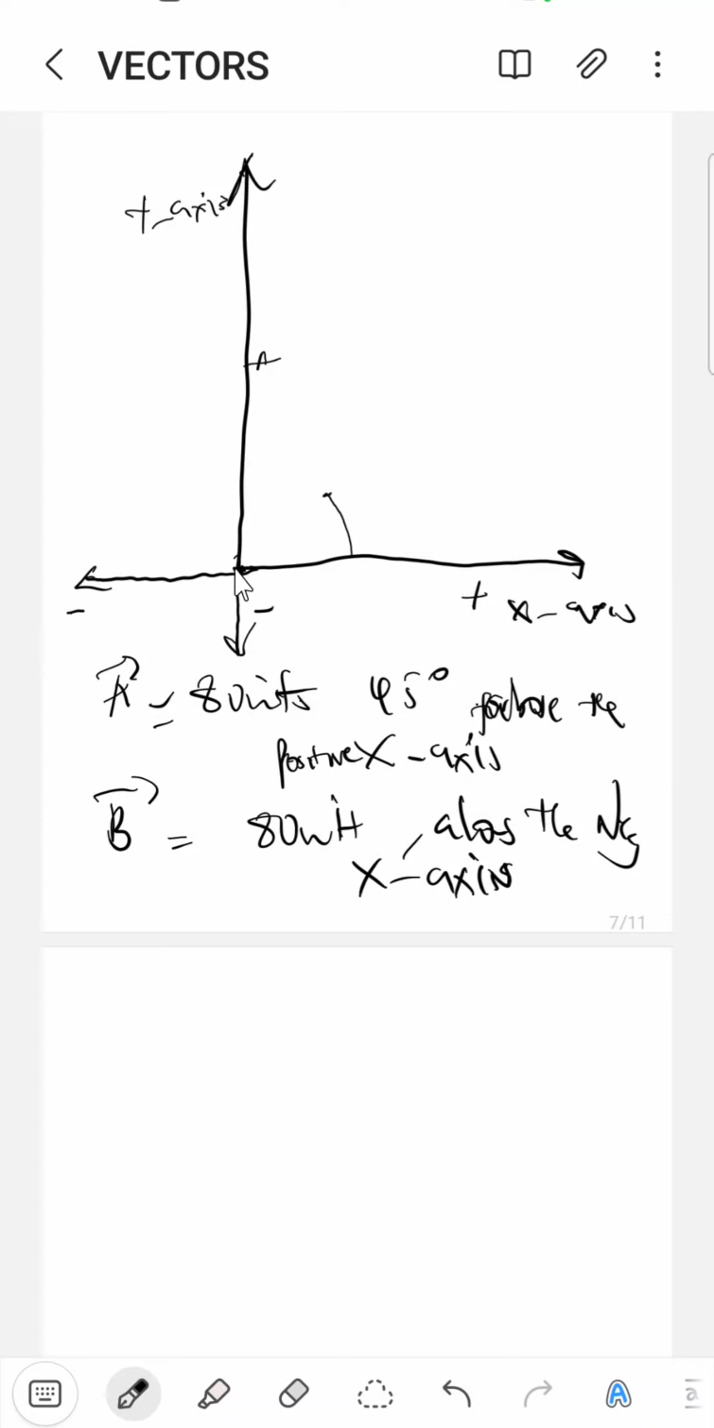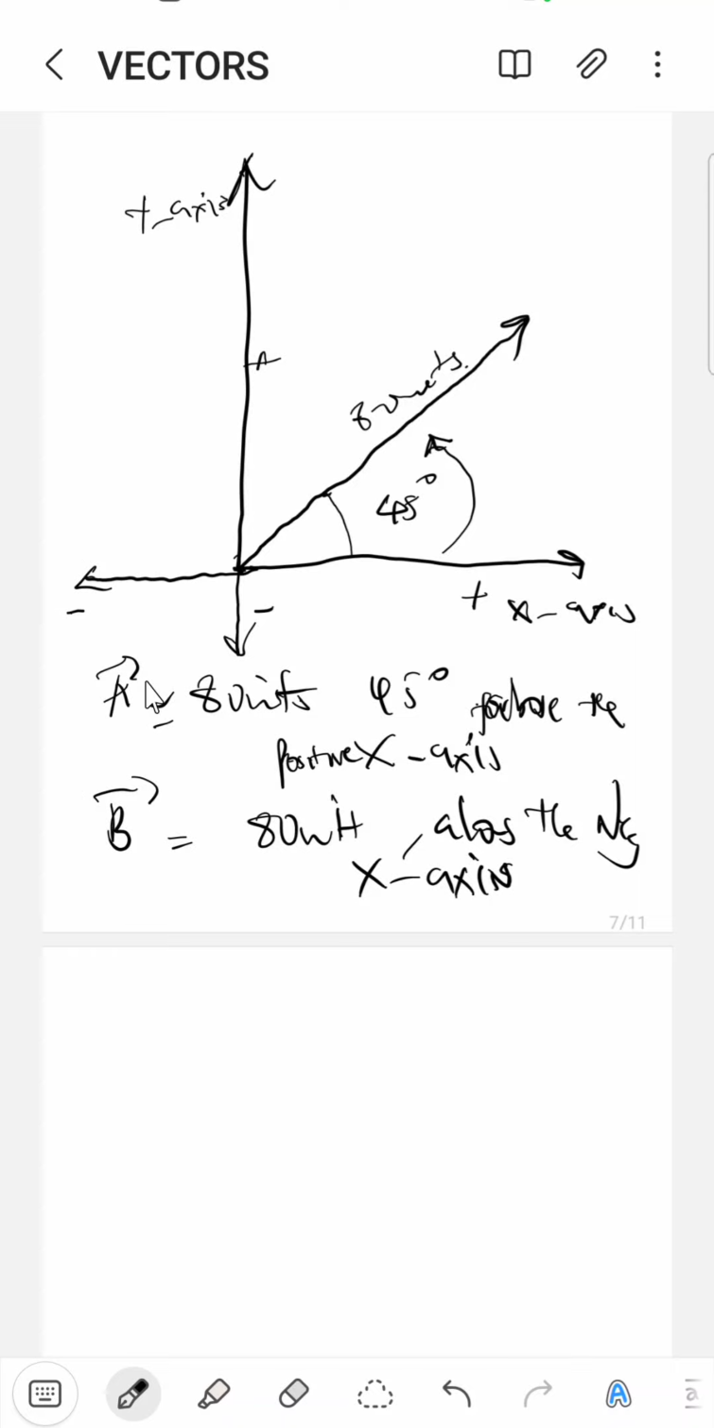Basically this forms 90 degrees, right? So half of it should be 45. So your vector is in that direction. This is 8 units, and this angle is 45 degrees above the x-axis. All right, above the x-axis, 8 units magnitude.